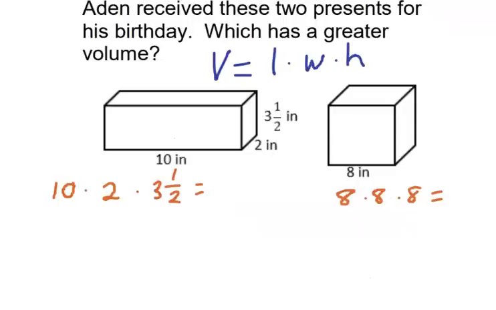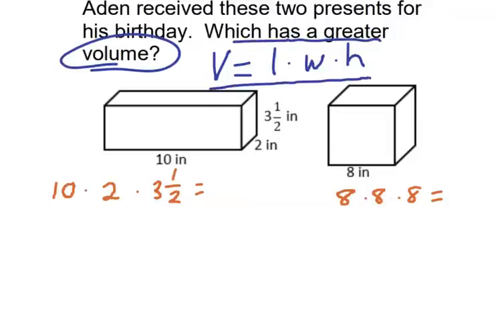Aiden received these two presents for his birthday. Which has a greater volume? Volume is length times width times height. All right, so I can kind of just look at it. I see that the 10 is bigger than these 8s. Okay, but then there's a small number and a small number, and these are all kind of bigger numbers. So my estimate right off the top is going to be the cube, but let's find out for sure.